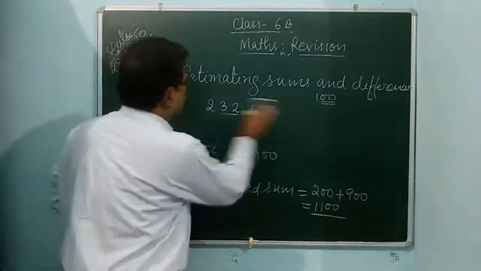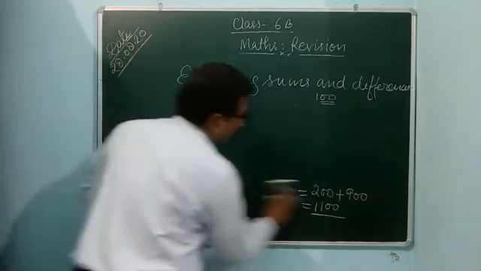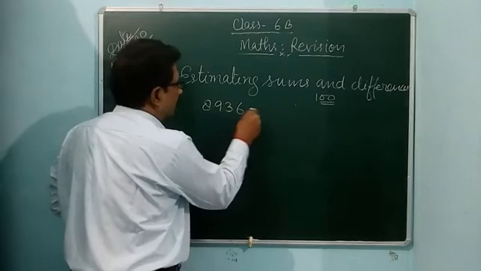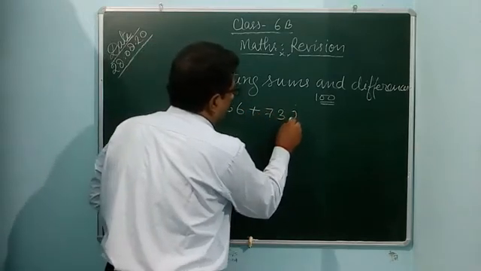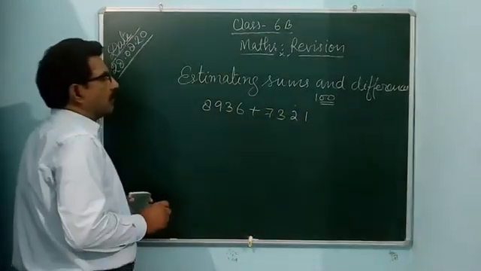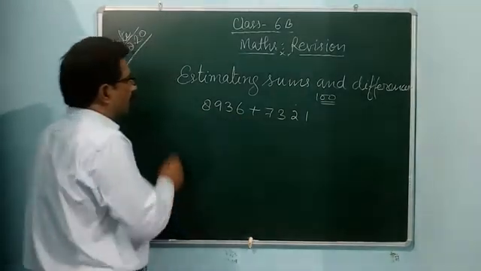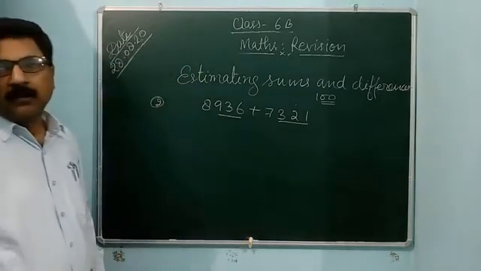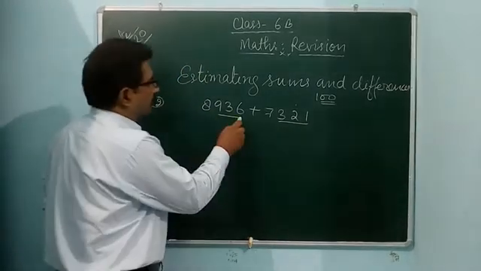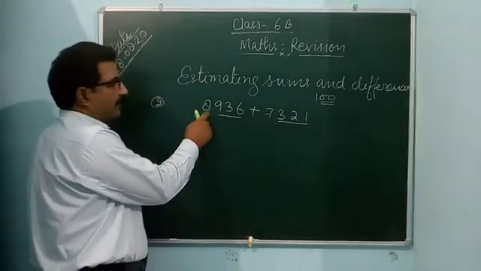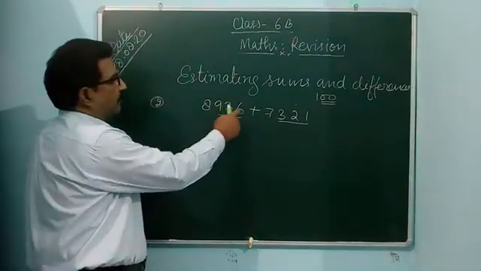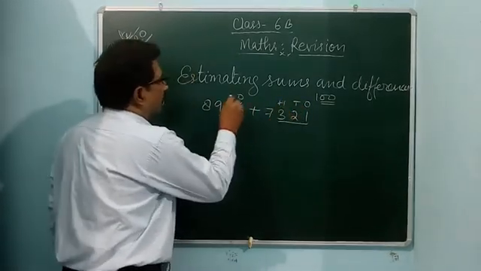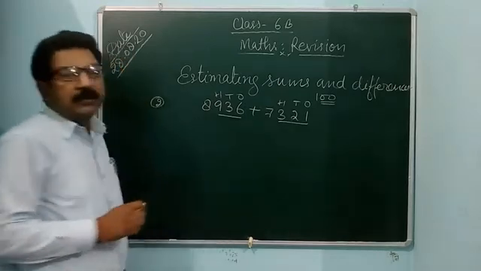If the number given is like a 4-digit number, like 8,936 plus 7,321, you take only 3 digits, one less. You take only 3 digits, ones, tens, hundreds. In this way you can estimate.